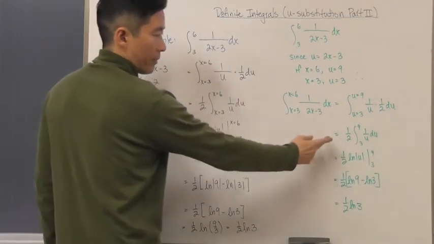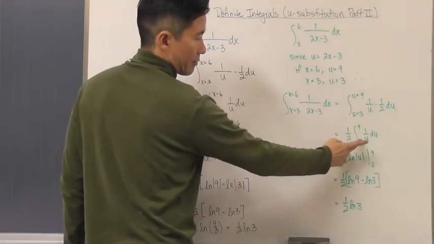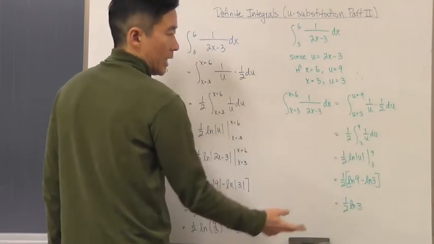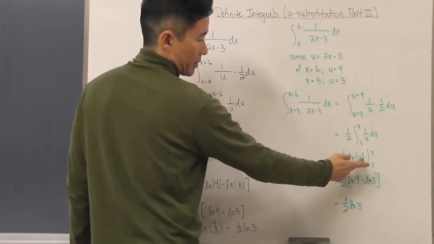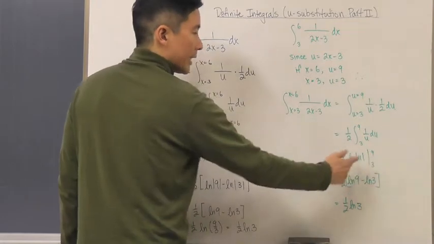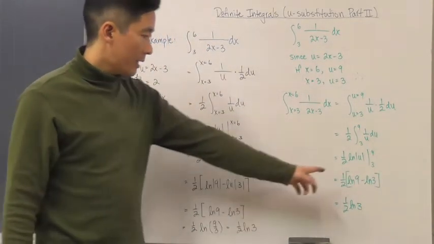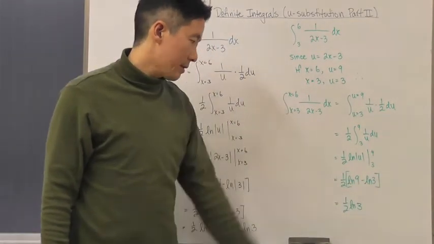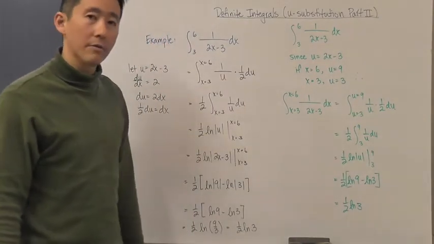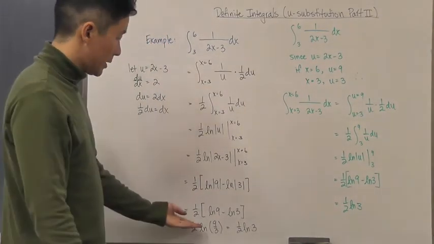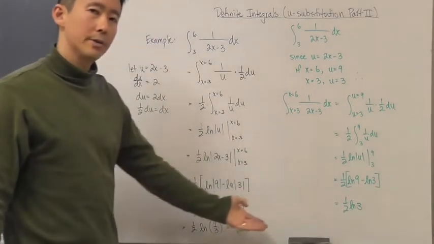Okay? And notice that what happens then is I have 1/2 the integral of 3 to 9 of 1 over u du. That, of course, is 1/2 the natural log of the absolute value of u from 9 to 3. And then I just substitute in, and I come up with the natural log of 9 minus the natural log of 3, which is, of course, 1/2 natural log of 3. So notice that you're coming out with consistent results.